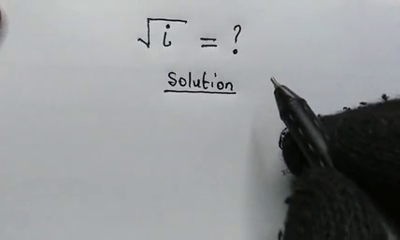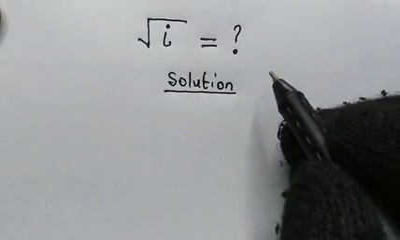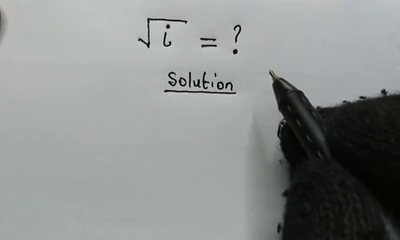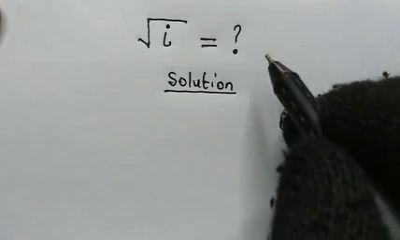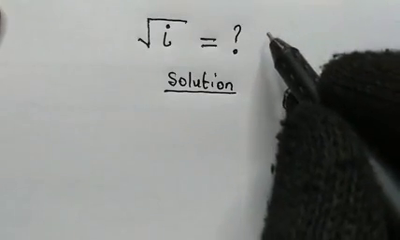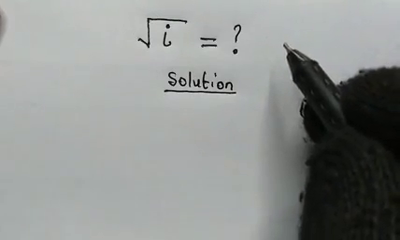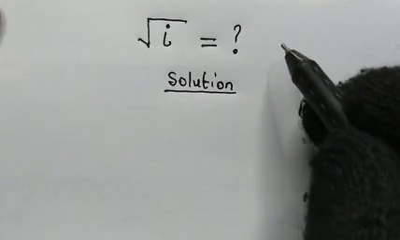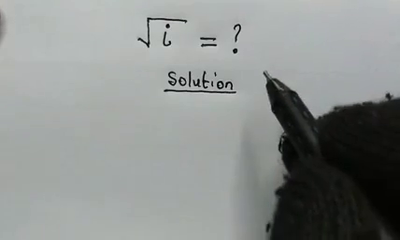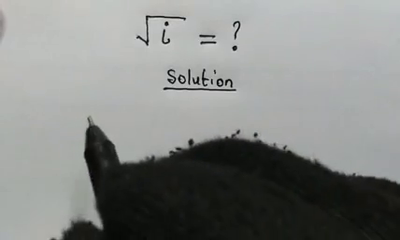Today we are in the complex world. So here we're going to find the square root of the imaginary unit, iota. So we have the square root of iota is equal to what? And here we're going to find the principal square root, right? So let's get started.